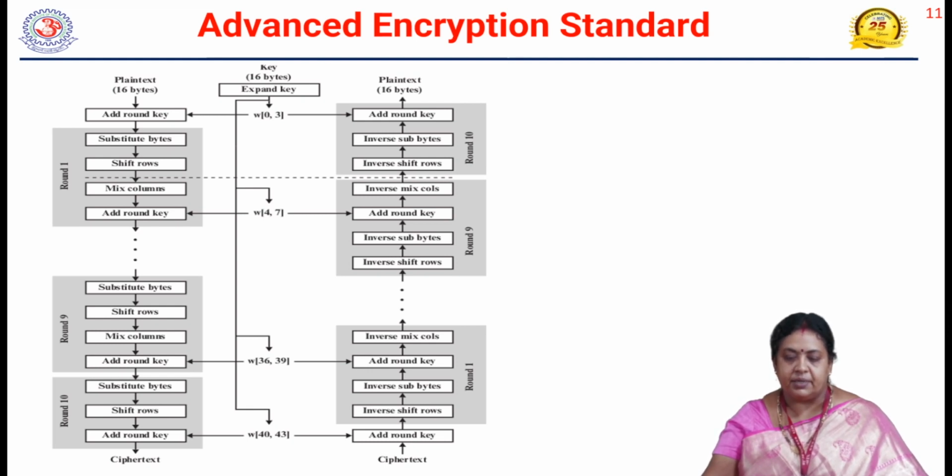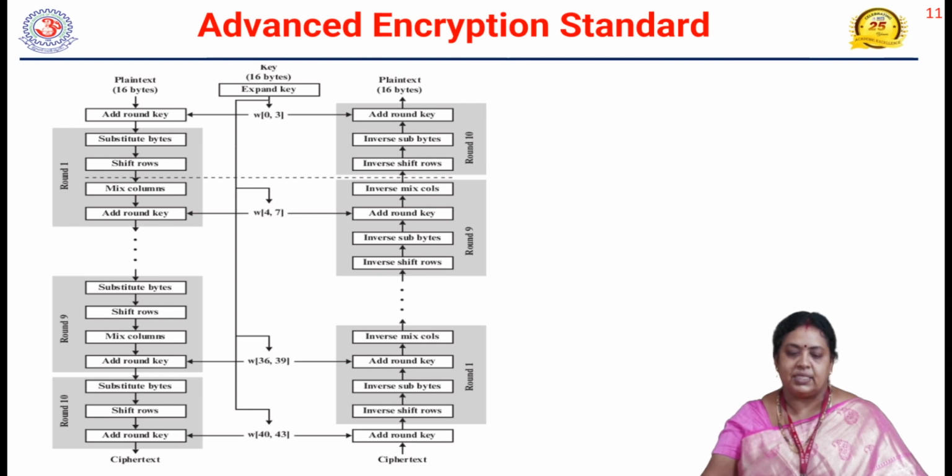And this is the decryption process. The decryption process is also the same, but here the input is the ciphertext and the output is the plain text. Here we have to take the key in the reverse order. That means the last key, that is the n minus 1 key, which is word 40 to 43, will be given for the pre-round, and like that it flows. It is opposite to the encryption process.